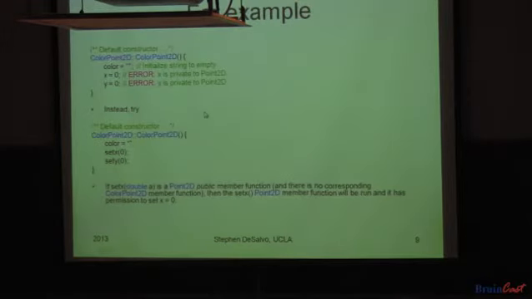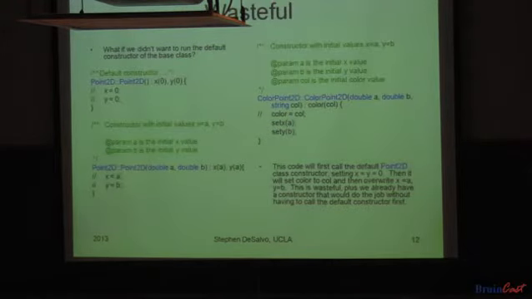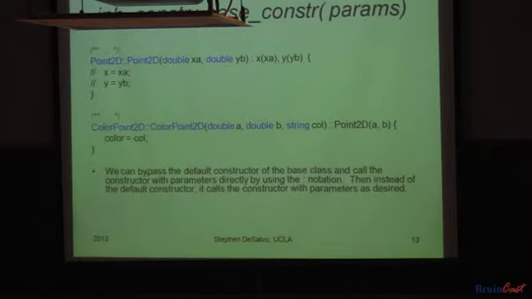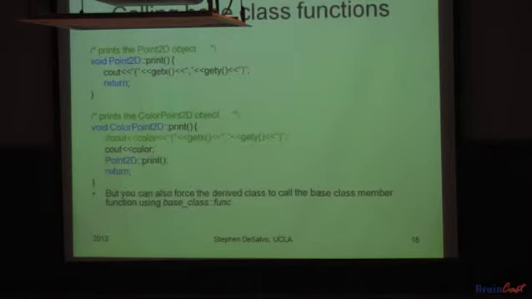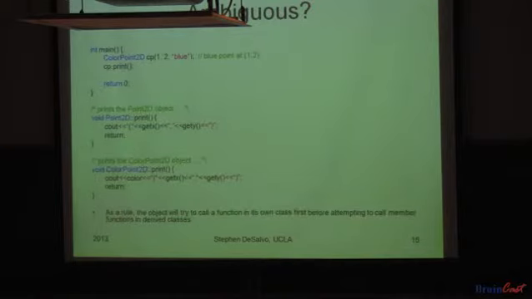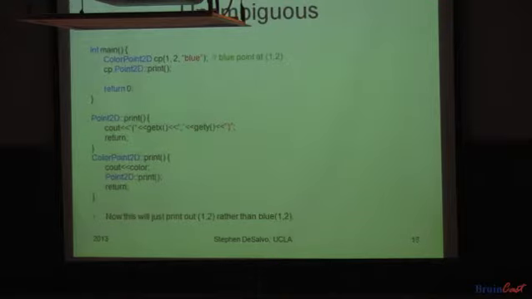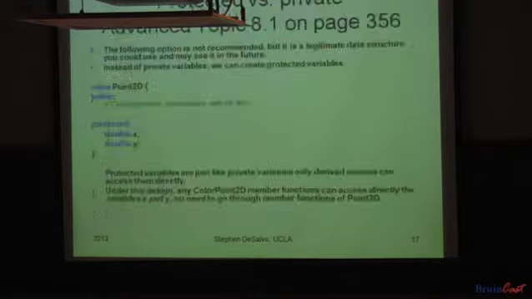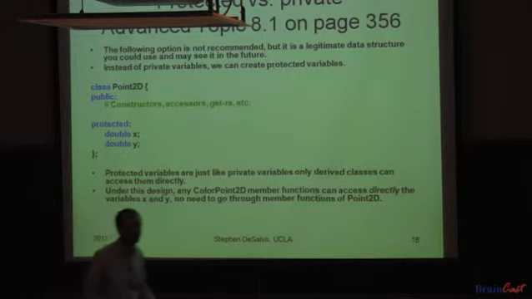Okay, so if you look at this code here, that's the summary of what the code I just wrote does. See, calling the base class functions, print. Okay, there's that. Unambiguous. Okay. Now, here's an advanced topic. This is in your book.